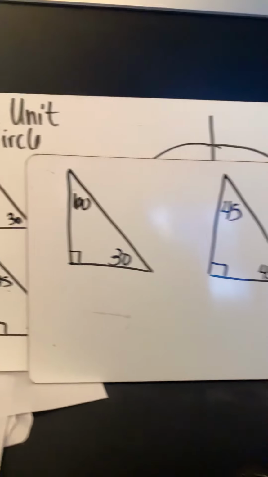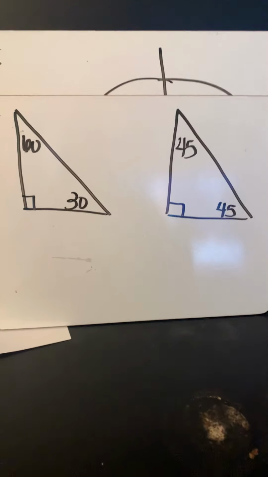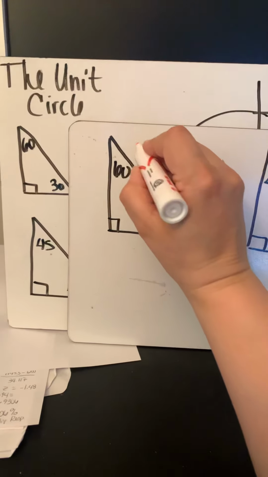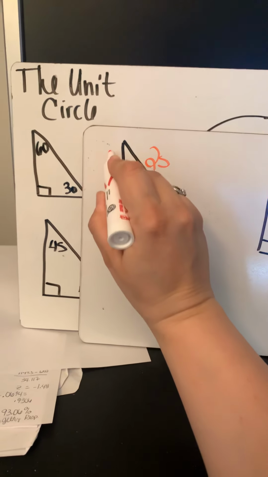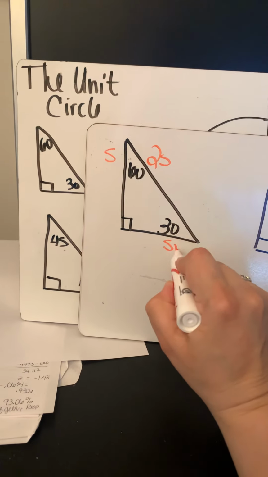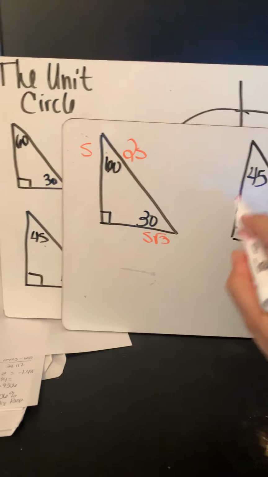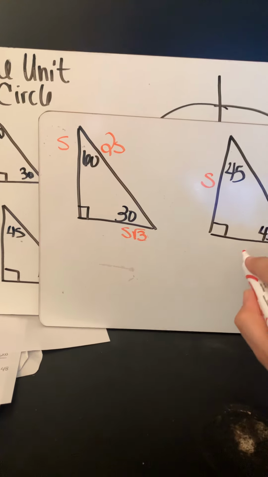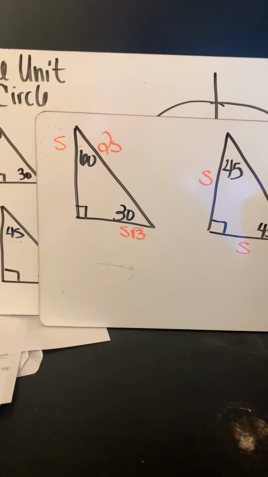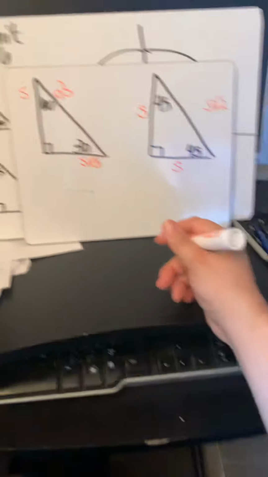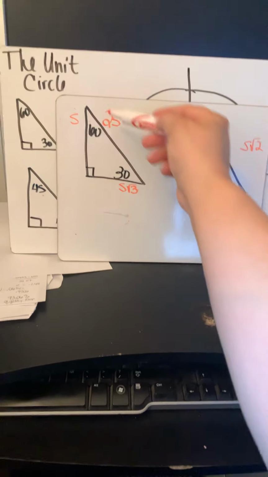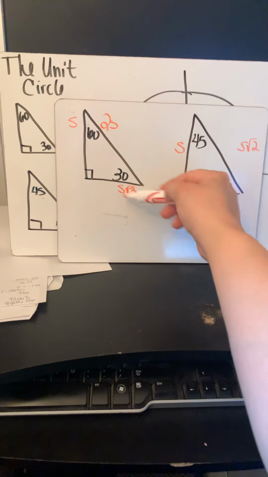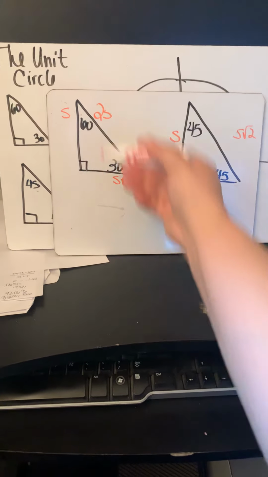Okay, so you'll remember back from geometry these two special right triangles. In geometry, you were just told this is 2s, this is s root 3, and this is s root 2. That's what you were told: s root 3, 2s, s root 2. Remember, the side next to the 30 was s root 3, next to the 60 was s, and the hypotenuse was 2s.